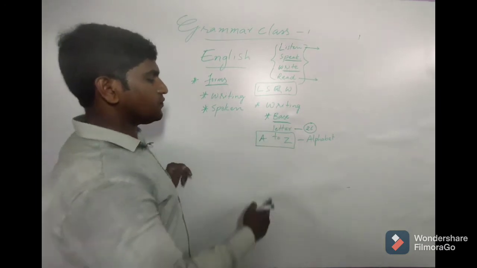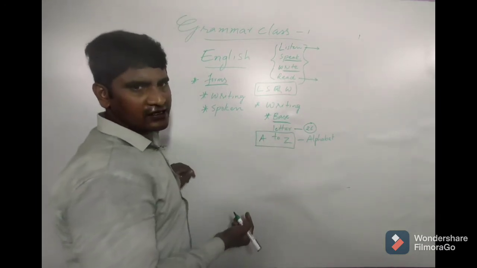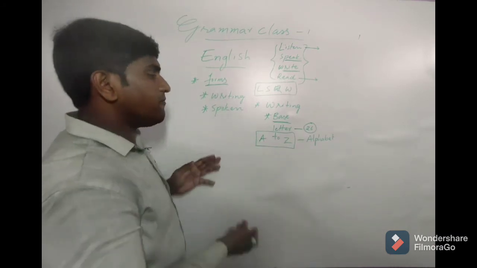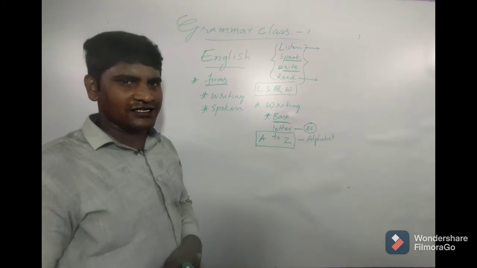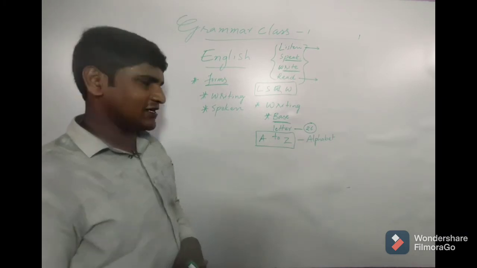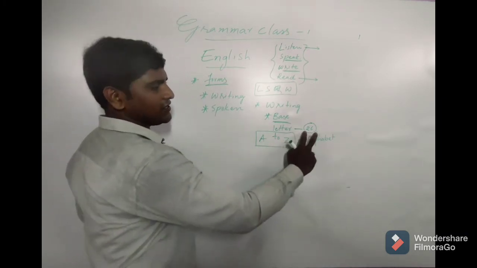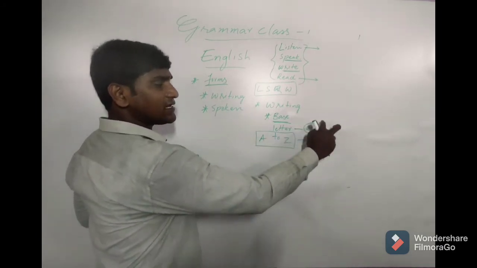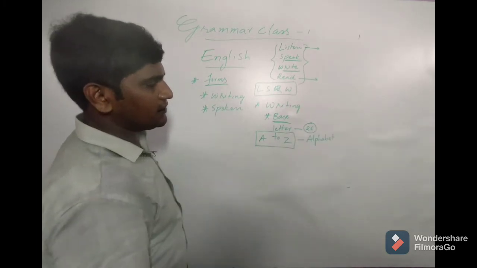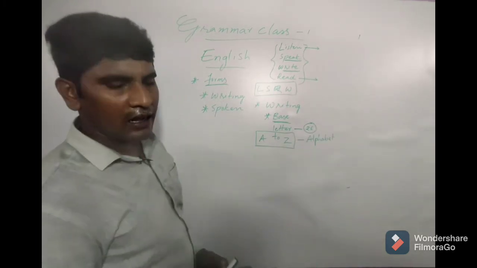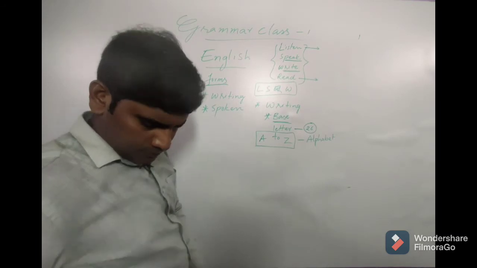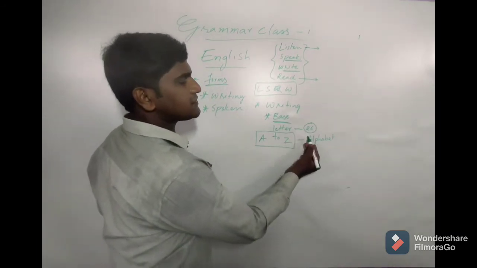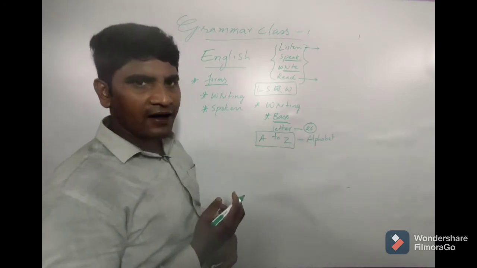So in the English language, we have letters from A to Z. Except the A to Z letters, we won't use any letter. If we use any other letter, it is not considered the English language, isn't it? So there are 26 letters from A to Z. The set of these 26 letters, we call an alphabet.